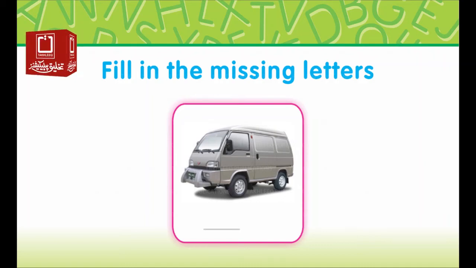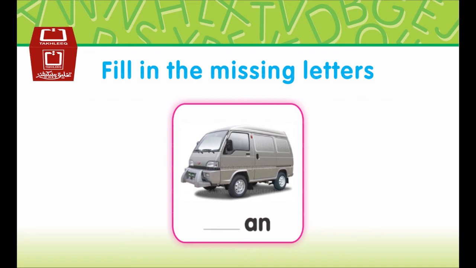Here we see the picture of a van. Here is written dash A N. The spellings of van are V A N. Van. Here letter V is missed, so we write here V.